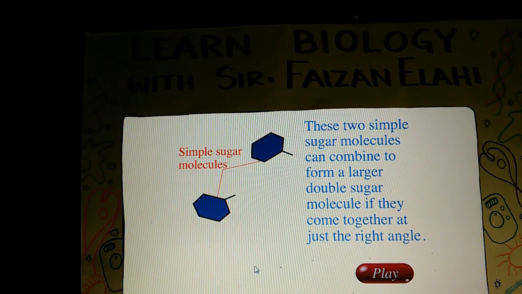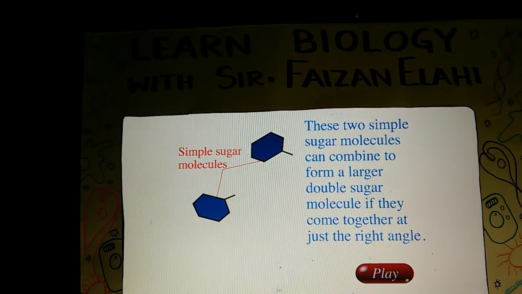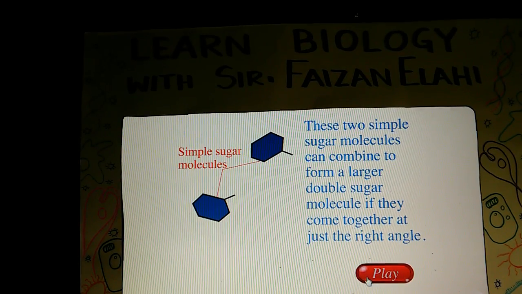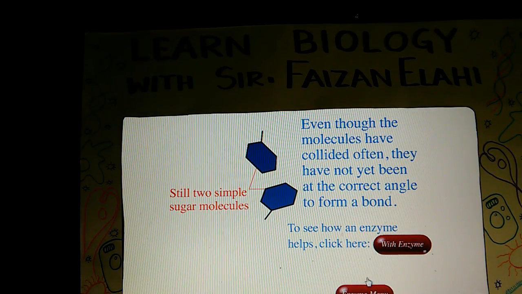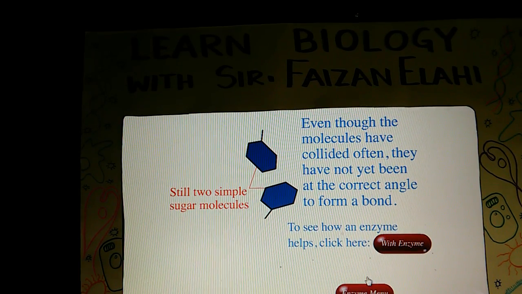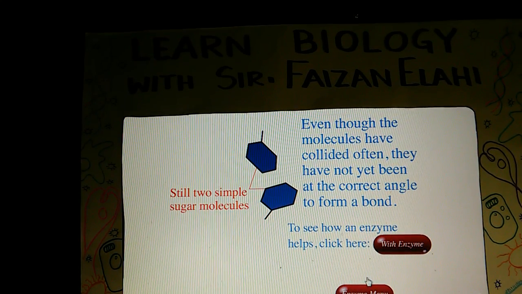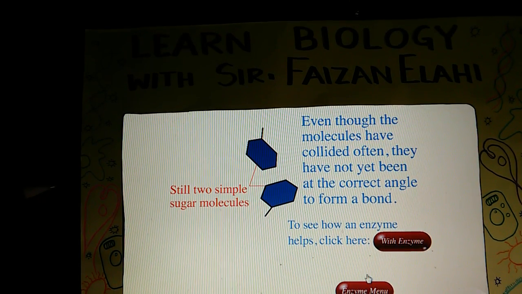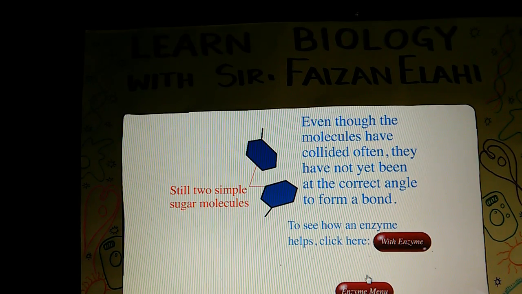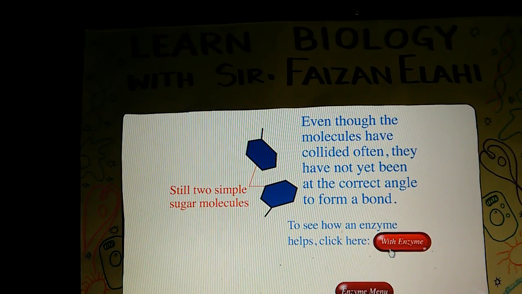Look at the collision of these molecules. The molecules are colliding with each other, but they are not in a correct orientation so that they can make a bond. It's still two simple sugar molecules; they didn't make their bond with each other. Now see what happened in the same reaction with the presence of the enzyme.